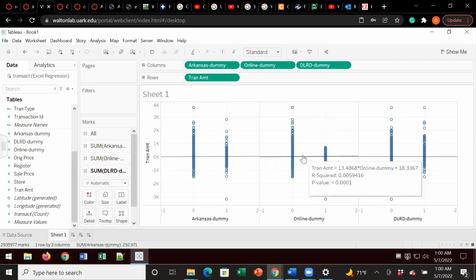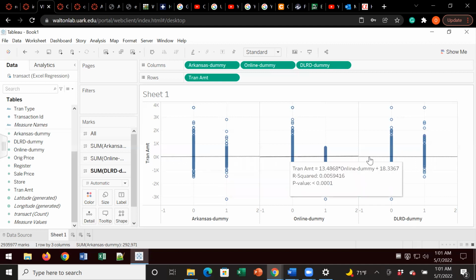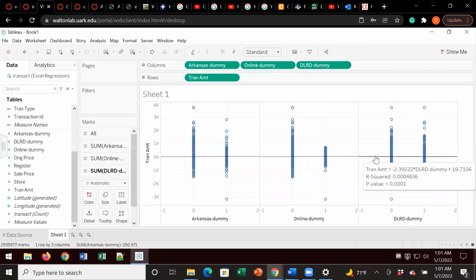I think in lab 3-5, our online dummy regression said that online transactions were about $12.93, I believe, higher than transactions that weren't online, so it's pretty close there. But this one was a little different, so it's probably not consistent, because I remember this one being 1 point something. Well, it did ask for Dillard's, so at least Dillard's is consistent with Lab 3-5. So yes, pause recording.